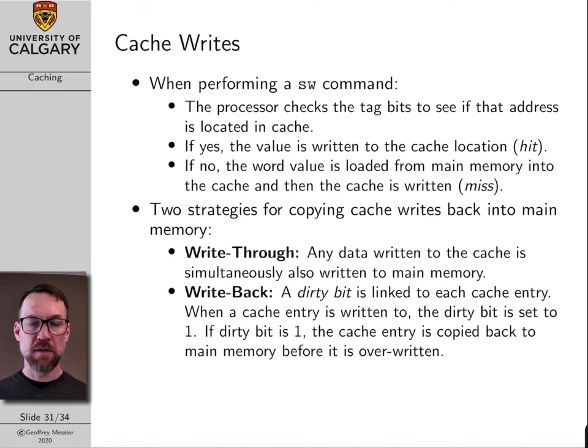Now when a value is modified within the cache, there are two strategies that are used to then copy that changed value back into main memory. The first one is write through, which is a very simple strategy, and it basically says anytime a value in cache is written, write the same value into main memory immediately. So it's not super efficient because you're constantly writing to main memory. Every time you update something in cache, you update the same thing in main memory.